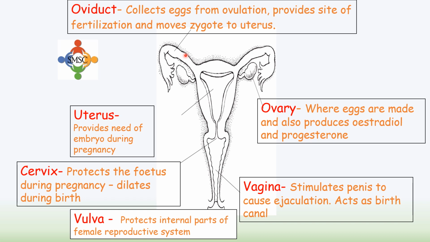So this bit here is the uterus, providing the needs of the embryo during pregnancy, and the egg will obviously implant in the uterus. We then have the cervix, which protects the uterus during pregnancy and dilates, which means it opens up, giving birth, allowing the baby to come out. We then have the vagina, which stimulates the penis to cause ejaculation, and it acts as a birth canal, and then the vulva, which protects the internal parts of the female reproductive system.